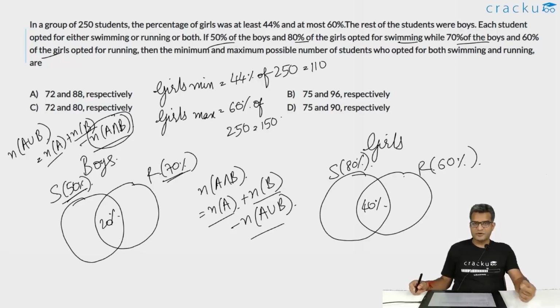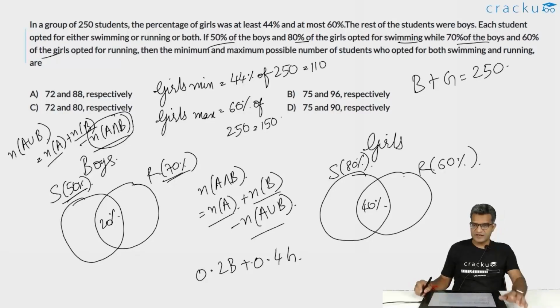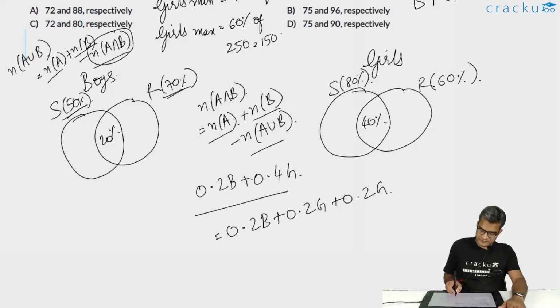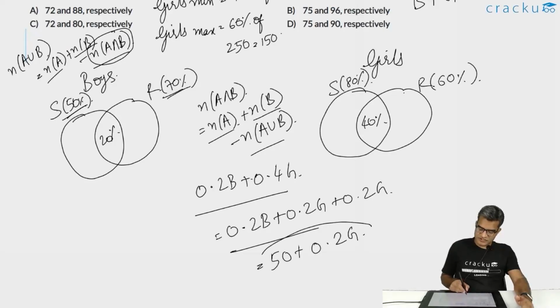So the total number of people who have done both the tasks will be 0.2 boys, which is 20% of boys, plus 0.4 girls. Now what do we know about B plus G? The total number of boys and girls is constant, that is 250. We just don't know the value of G. So 0.2B plus 0.4G is equal to 0.2B plus 0.2G plus 0.2G. This is 0.2 into B plus G, that is 250 into 1 by 5, which is equal to 50. So the number of people who have done both is 50 plus 0.2G.